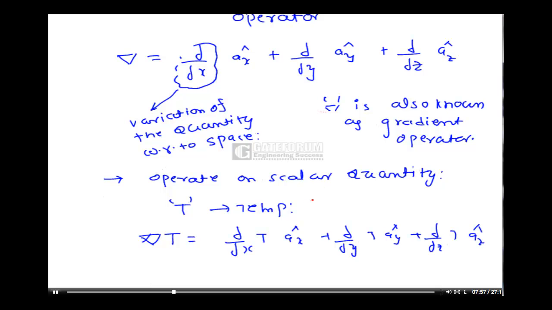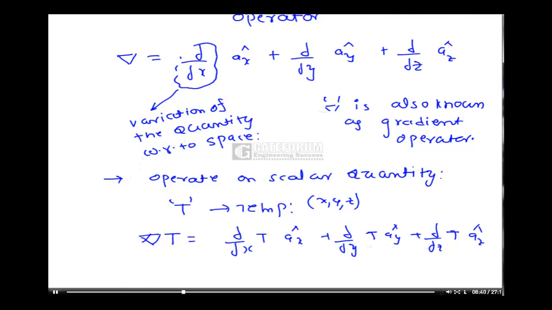T is a temperature which is a function of x, y, z. So the variation of the temperature along x, along y, and along z is nothing but a gradient. Gradient of a scalar. So this is the significance of the del operator, which is mainly used to operate on scalar quantities. If you operate the del operator on a scalar, it becomes a vector. So here del is equal to dou by dou x ax plus dou by dou y ay plus dou by dou z az.